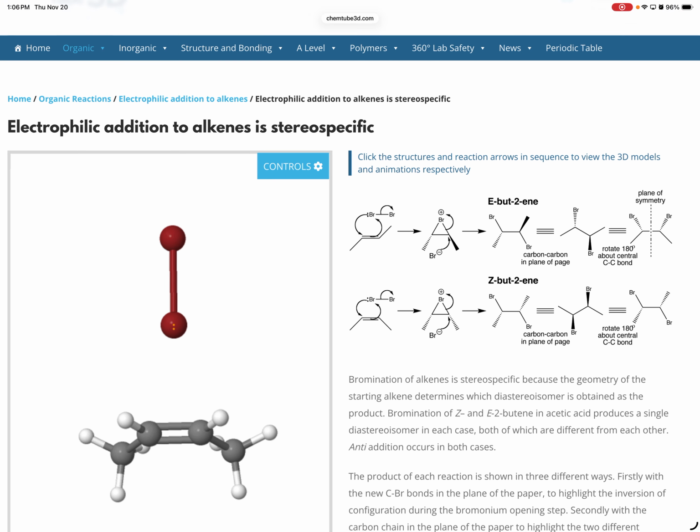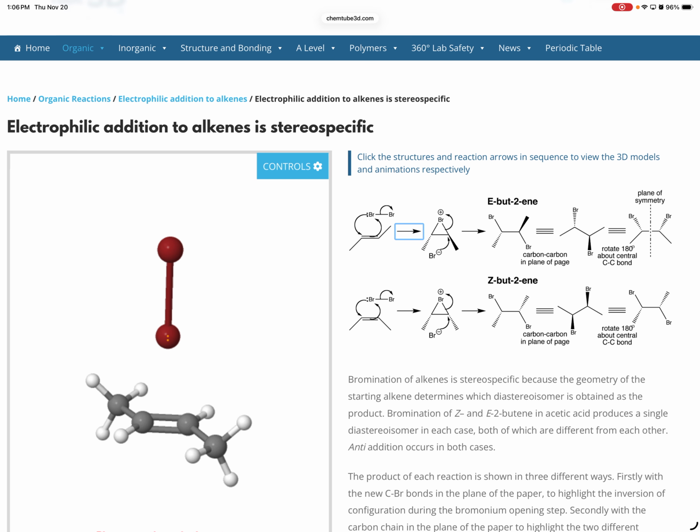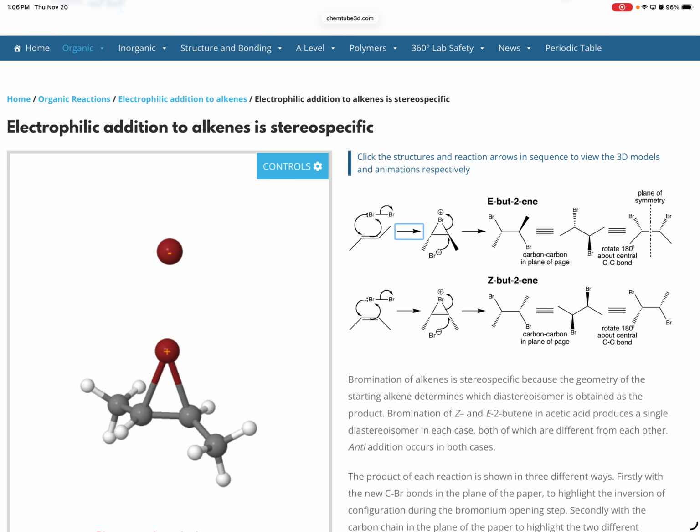So what's the first step that happens when we have an alkene reacting with Br2? The bromine splits. Yeah, so the bromine is going to approach perpendicular to the axis of the alkene, and when we press this arrow, we can see how it goes. See, it's slowly approaching, and you form that cyclic intermediate, and the bromine leaves. So the alkene is supplying electrons to break up that bond.